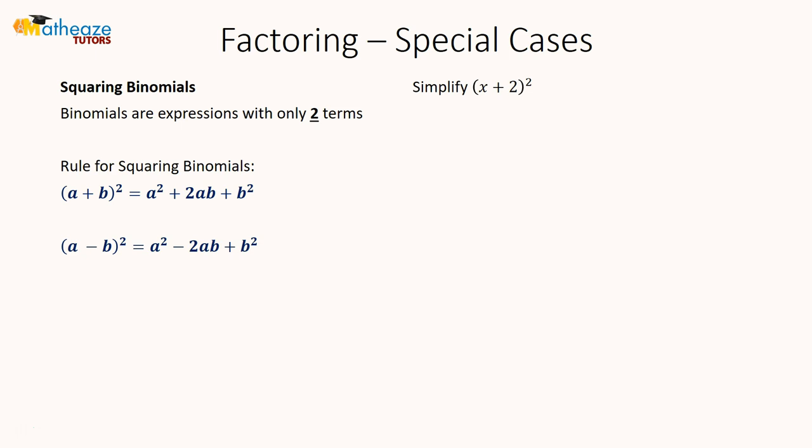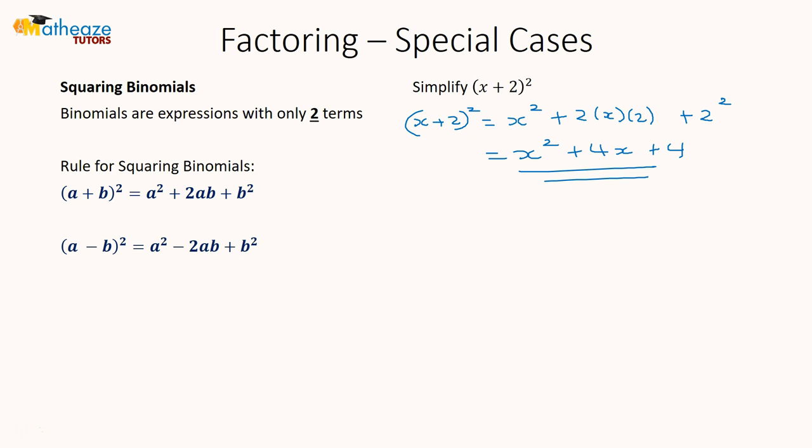And the rule for squaring binomials, so you have (a plus b) squared is a squared plus 2ab plus b squared. And (a minus b) squared is a squared minus 2ab plus b squared. So let's apply that to this. (x plus 2) squared is going to be x squared plus 2 times x times 2 plus 2 squared. So this is going to give us x squared plus 4x plus 4.